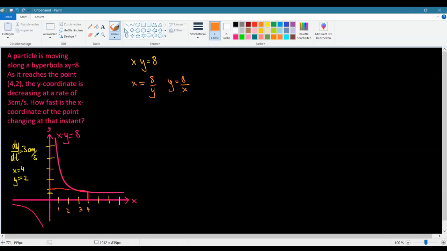Now, which one do we want to use? Let's get to that in a minute, and let's just go back a couple steps and write down what we want to find. What do we want to find? We know the change in y over the change in time. What we want to find is how fast the x coordinate of the point is changing at this point (4, 2), which means we want to find the change in x over the change in time, the rate of change of x. That's what we want to find. So what do we do now to find that? Well, we have an equation here.